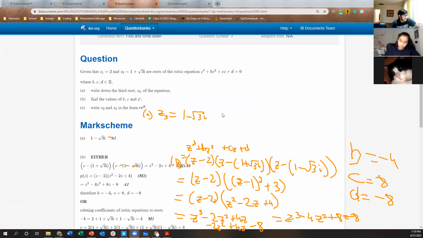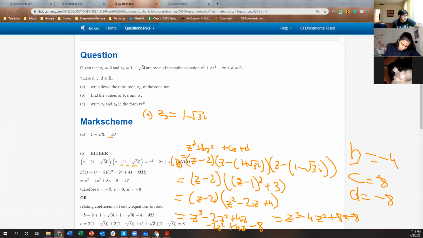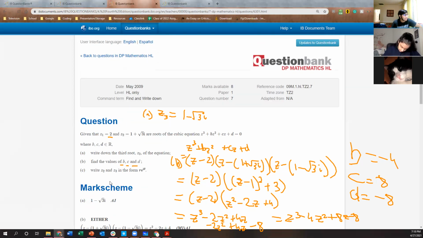Okay, all right, let's look at the solutions. B equals -4, C equals 8, D equals -8. Perfect. I think our logic holds true, so it's good. Okay. Finally, write z2 and z3 in the form r e to the i theta. That we know how to easily do, right? We've been doing that this entire time.